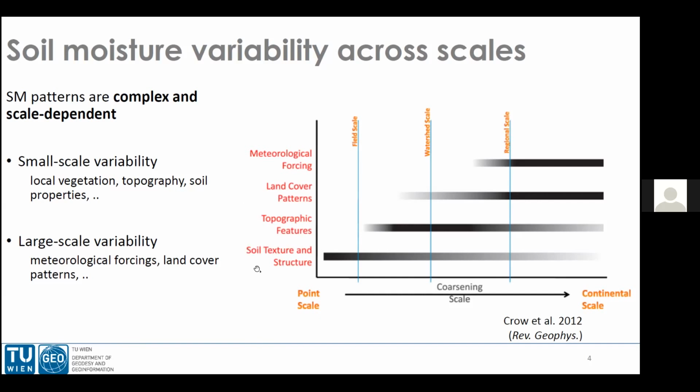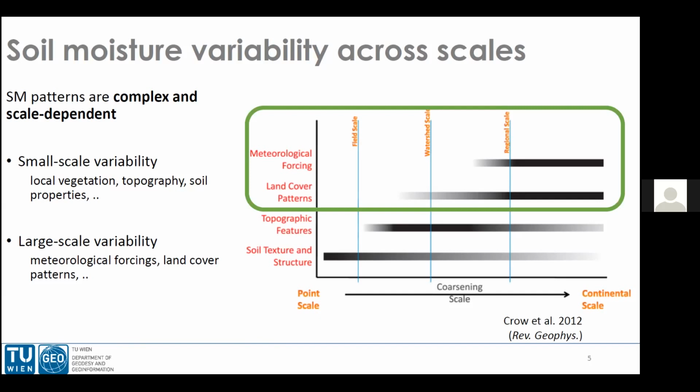properties. But when we move to larger scales, so when we consider either large catchments or regional scales, then we have a different set of variables that govern the soil moisture distribution. These are mostly meteorological forcing, land cover patterns, and so on. For this presentation, I'm mostly interested in these larger-scale variables, so meteorological data and land cover patterns.